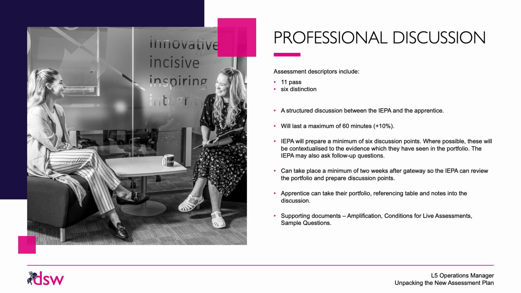In the preparation for the professional discussion, the assessor will review the portfolio of evidence, and based on the content, will plan a minimum of 6 discussion points. These will be contextualised to the apprentice and the evidence they've provided, and for each core discussion point the assessor asks, they have an unlimited amount of prompts they can use.